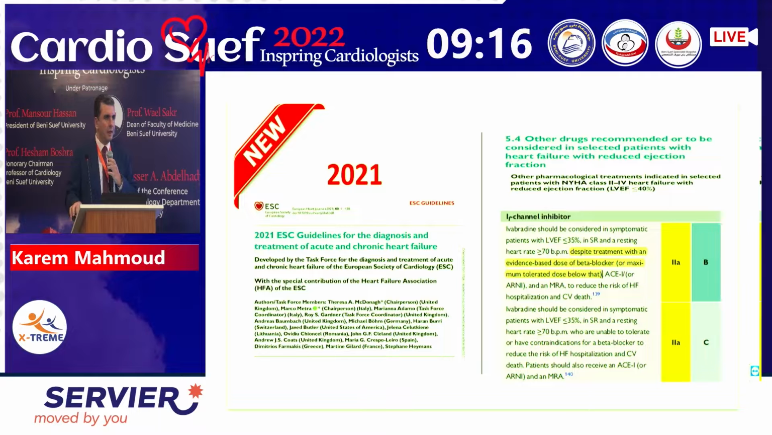We have the European guidelines that give the ivabradine a class 2A to be given in the patient with symptomatic heart failure, sinus rhythm, ejection fraction less than 35%, with a heart rate more than 70 beats per minute despite beta blocker. We can use them on the top of beta blocker, and we can use ivabradine if the beta blocker is not tolerated in HFrEF patient.